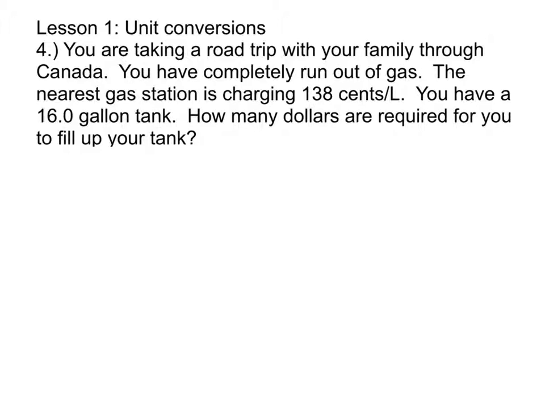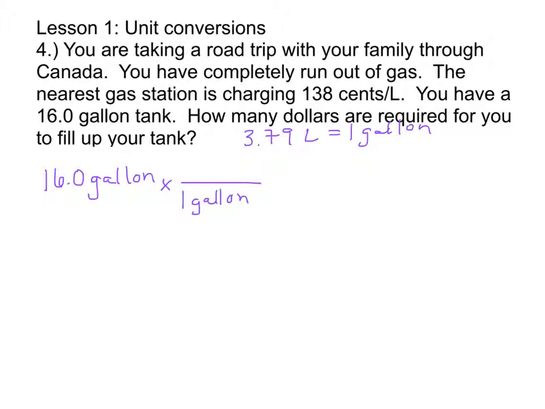Okay, so we'd start off with our 16-gallon tank. And if you look on your conversion reference sheet, you'll find that there are 3.79 liters in 1 gallon. So we're going to need that conversion factor. So we'll put gallons in the denominator so that they cancel out. So 1 gallon is 3.79 liters. And now we can use this price per liter to convert into the money that's required.